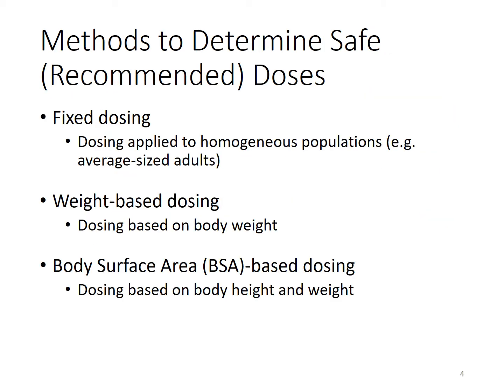So how are we going to know if something is a safe dose? We're going to be determining safe dose ranges. So something called fixed dosing: dosing applied to homogeneous populations, like an average sized adult. For example, an average sized adult is going to go to the pharmacy and buy Tylenol, and they're going to take the fixed dose for an adult patient. That's not the same for kids, all right?